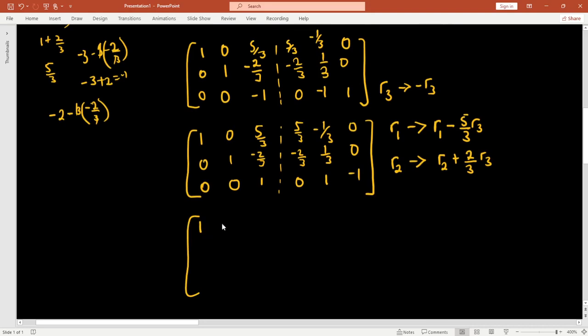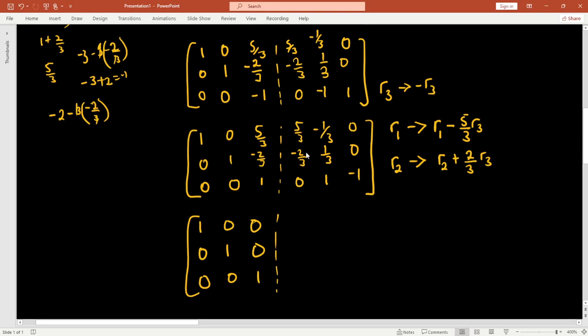1, 0. Then here, 5 over 3 minus 1 multiplied by 5 over 3. So 5 over 3 minus 5 over 3, we're going to get a 0 here. So let me just write even this one here. So we have 0, 1. We'll get a 0 there as well. So we have 0, 0, 1 like this here. So we have our identity matrix this side.